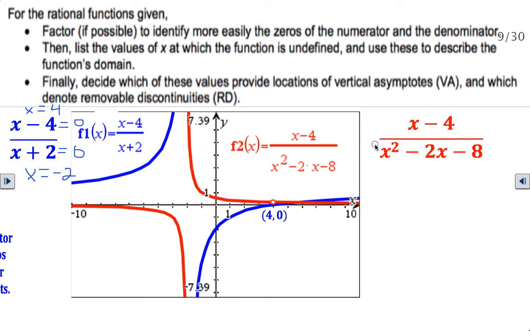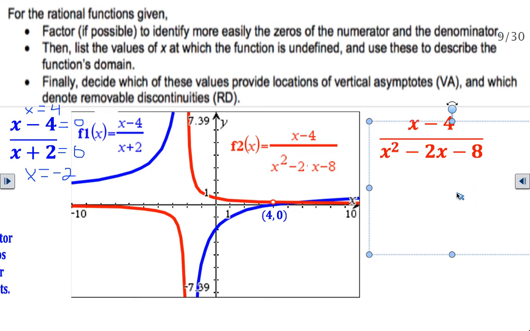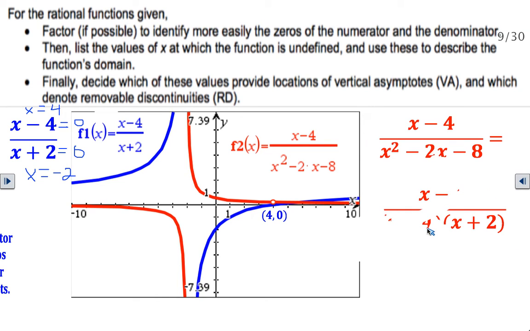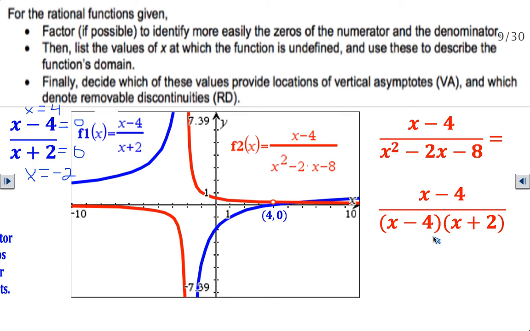Okay? So now let's leave this for now and let's look at this equation here. The numerator's already factored. You want to factor the denominator. So when you factor the denominator, this is what you get. And notice how you have the factor x - 4 in the numerator and the denominator, and then you just have x + 2 in the denominator here.